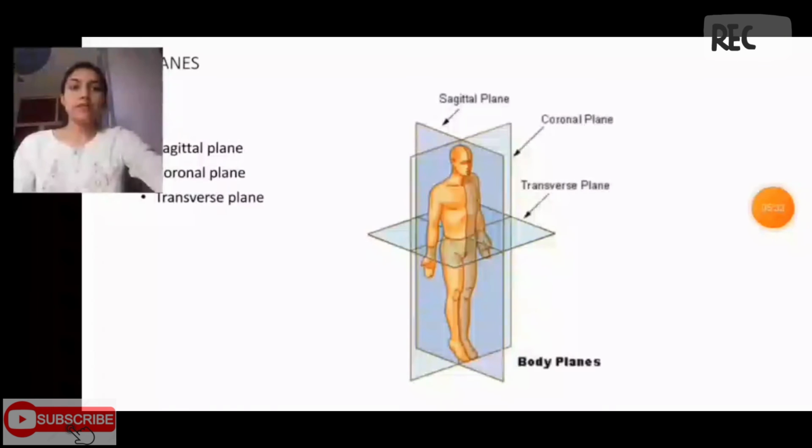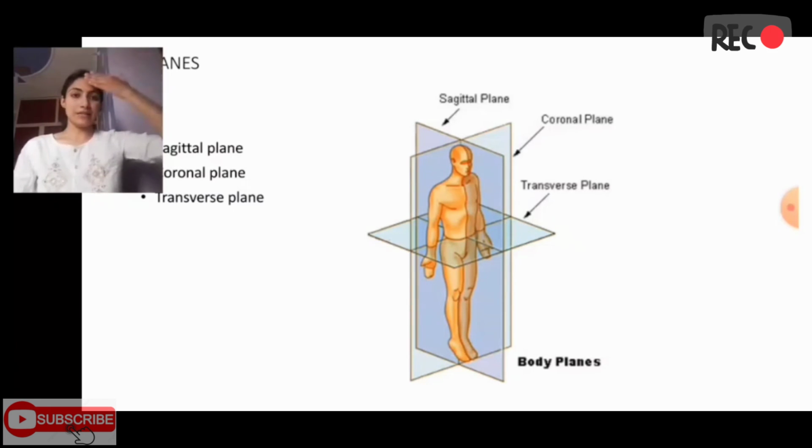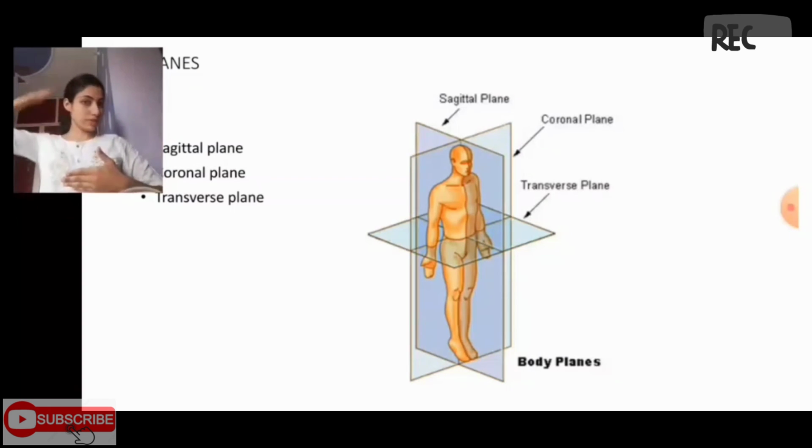The second one is the coronal plane. What is a coronal plane? The coronal plane divides our body into two halves, anterior and posterior. Anterior means the front and posterior means the back. It divides our body into two parts: anterior is the front part and posterior is the back part. So this is the coronal plane.